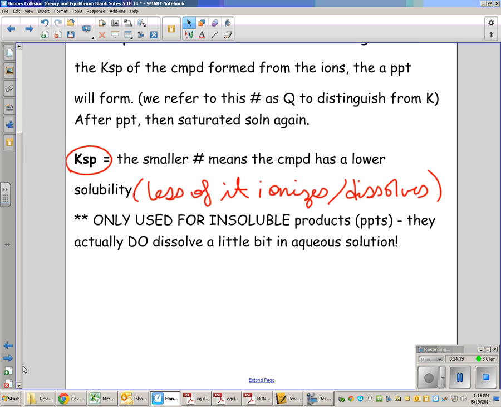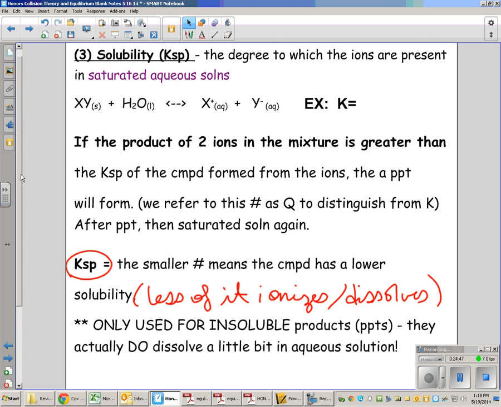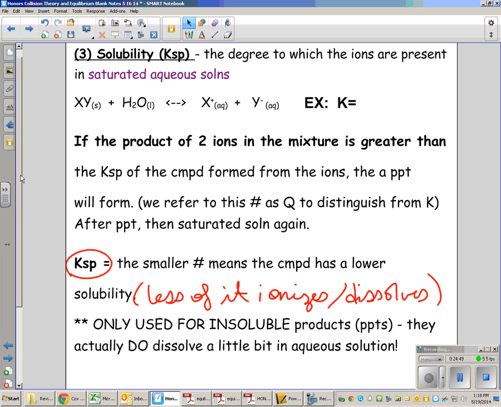Okay. Hopefully you got a chance to copy down some of this. Let me go back up to the top and I'll scroll right back down for you. And as you go through this part, I'm going to explain. So what does the SP stand for in Ksp? Solubility product. Okay, this stands for solubility product. What's a product in math? Answer from being multiplied, right?